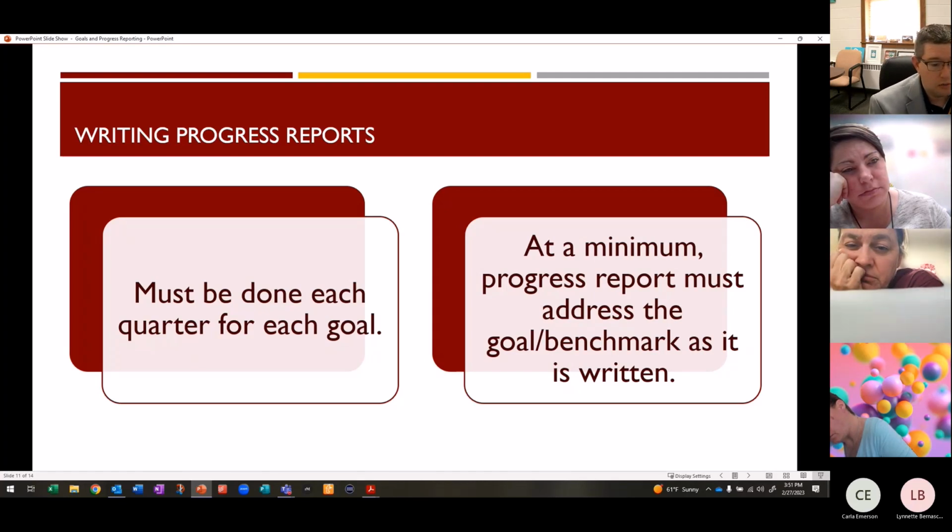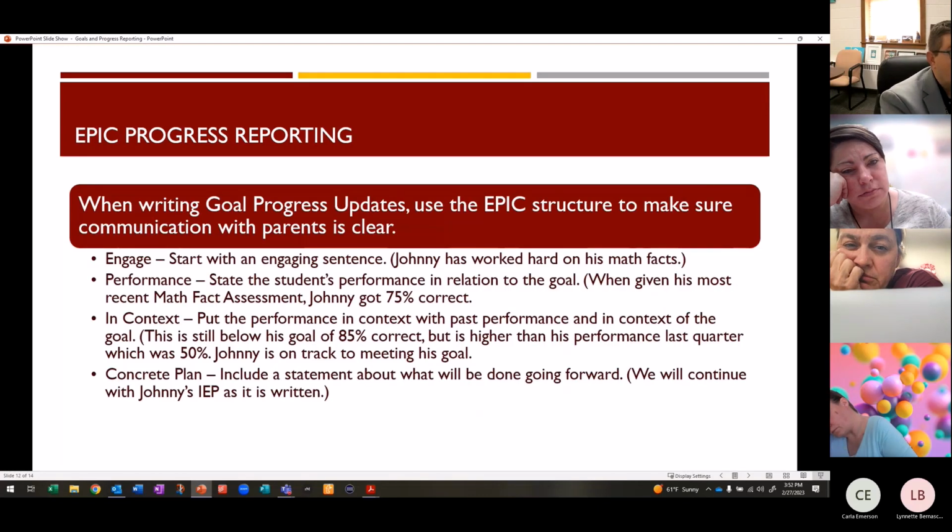Sometimes, though, we do inherit goals that include that extra detail, and we must be sure that we are reporting progress exactly as the goal is written. Now, I've seen progress reports that have been 2 or 3 paragraphs long. I've also seen some that have been 5 words long, and I think both are wrong in different directions. We want to make sure that the progress report is communicating to parents what we expect it to communicate.